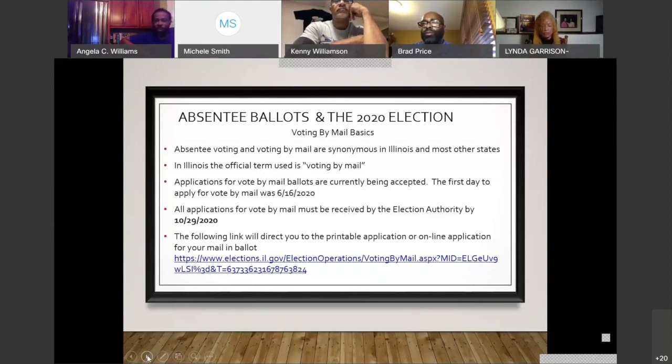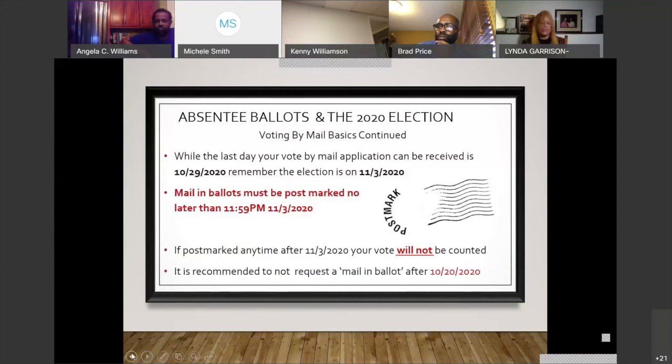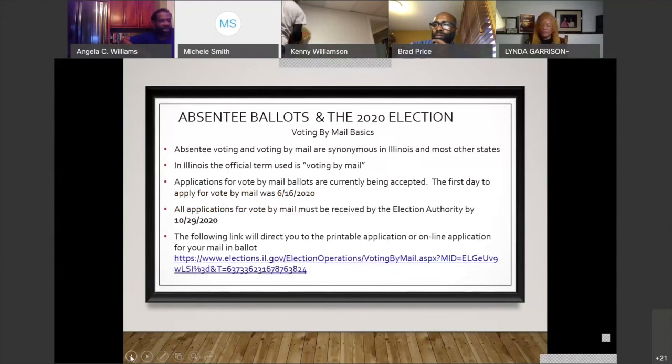Applications for vote by mail ballots are currently being accepted. They actually started accepting them on June 16th. All applications for vote by mail ballots should be received by your election authority by 10/29/2020. And your election authority is your county board of elections. I live in Will County, so I would contact the Will County Board of Elections. If you're in DuPage County, you would do the same thing for DuPage County, and all the other counties in Illinois. There's a link you can follow, and it'll take you to the state site where you can print off an application for your mail-in ballot, or you can do it online.